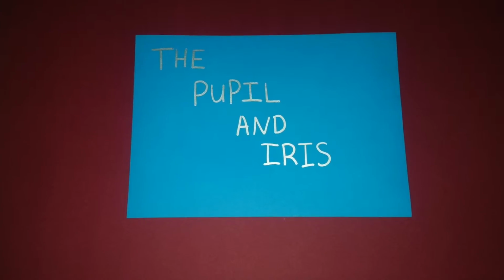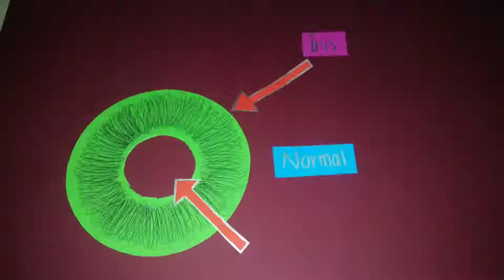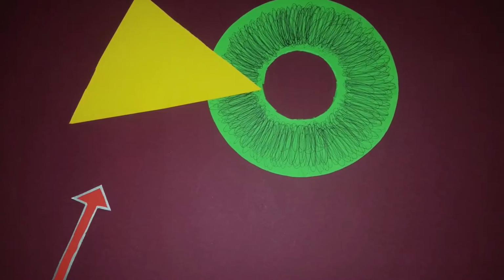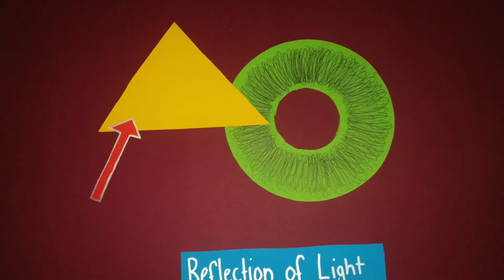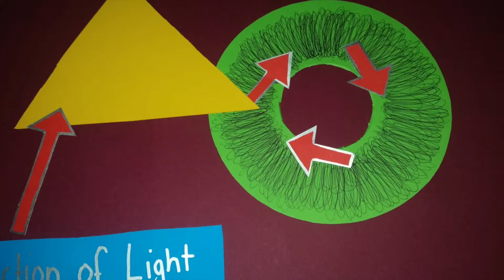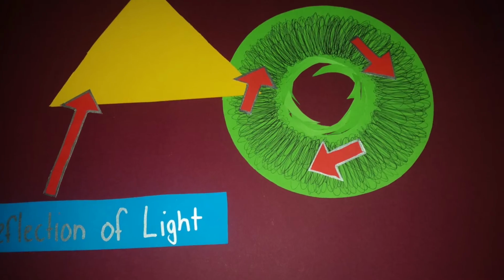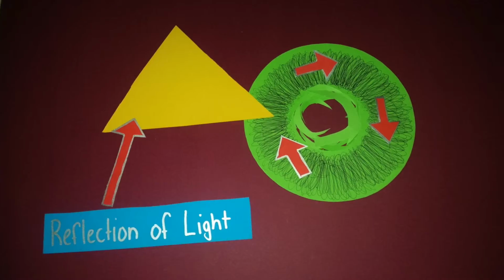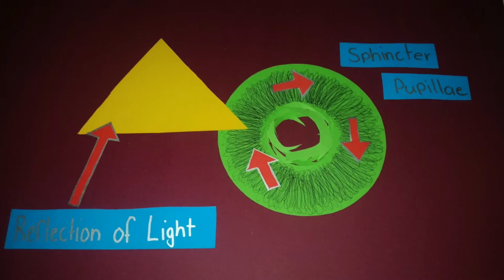Let's take a closer look at the iris and pupil. This is an example of an iris. This person obviously has green eyes. When light is reflected into the eye, the sphincter pupillae muscle contracts in a circular motion, giving the appearance of a smaller pupil and limits how much light is entering the eye.